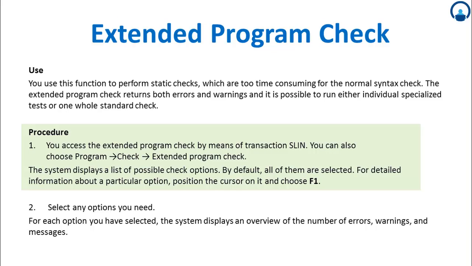So here we use the transaction code SLIN for the extended program check, or we can also choose the SAP menu path, where we choose Program, then go to Check, where we'll find Extended Program Check. Here, the system displays a list of possible check options. By default, all of them would be selected.